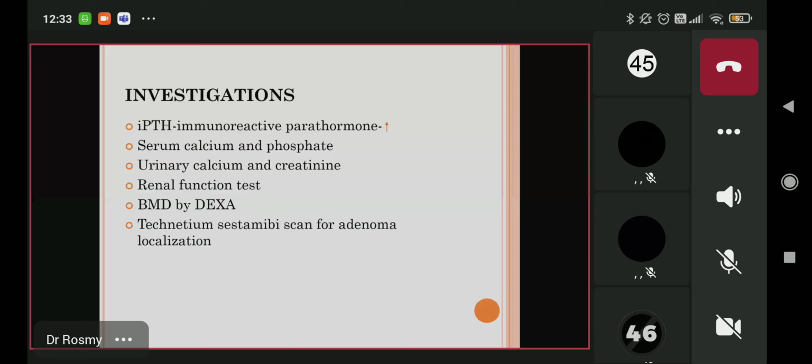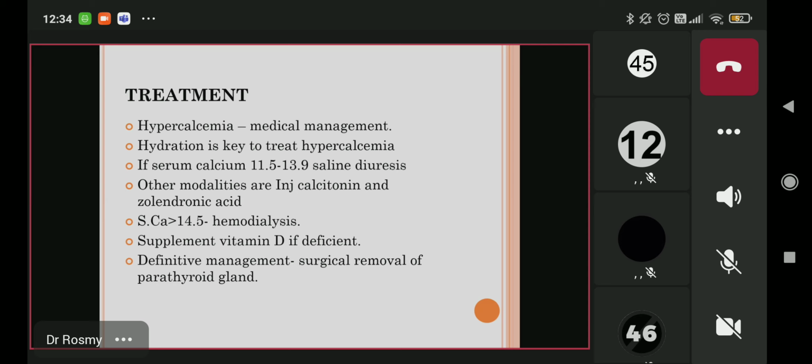This will tell you whether the bone is predisposed to fracture. And ultimately, a technetium scan may be done for identifying or localizing the adenoma. Once you have diagnosed hypercalcemia and you have thought that biochemically this is because of hyperparathyroidism, as madam has already told, adenoma is more common. So a technetium scan will help to identify that.